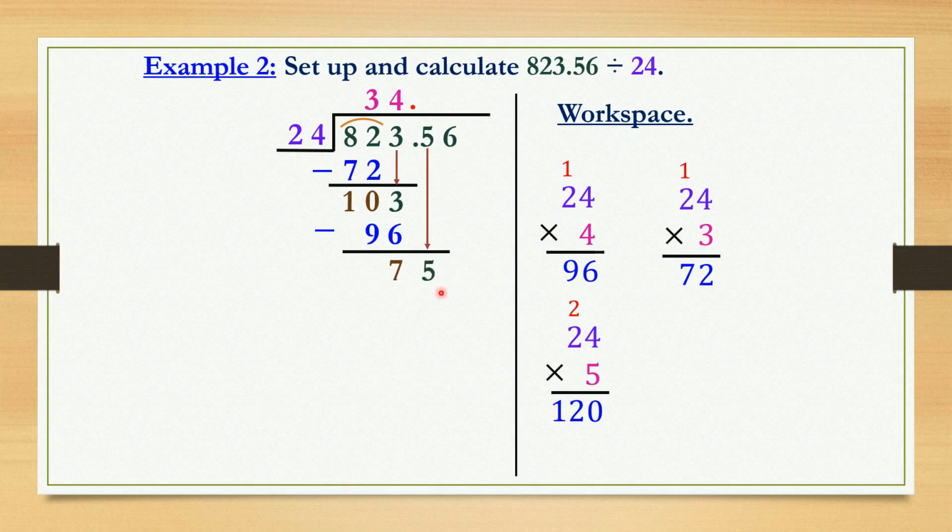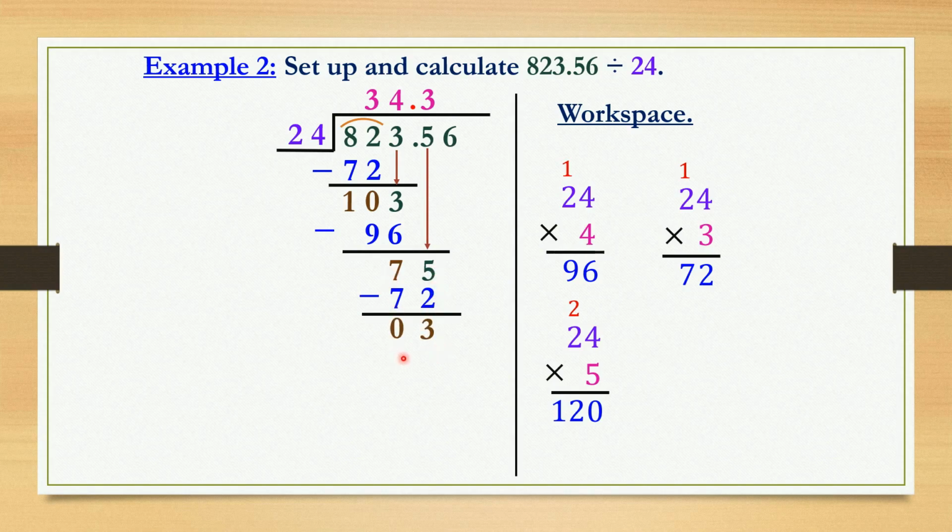Once I slide the 5, I obtain 75. Now let's estimate the quotient. I hide the ones digit in each number. 7 divided by 2 is 3. 24 times 3 is 72. It's less than 75. And the remainder here is 5 minus 2, 3.